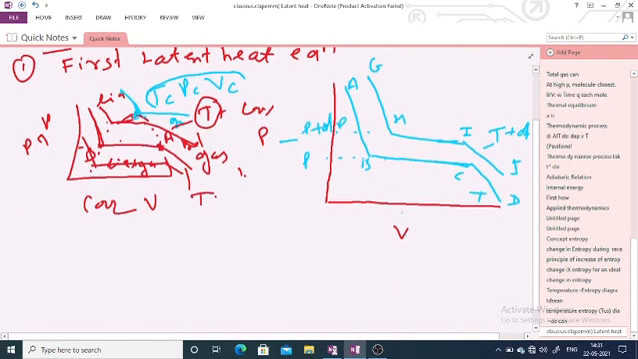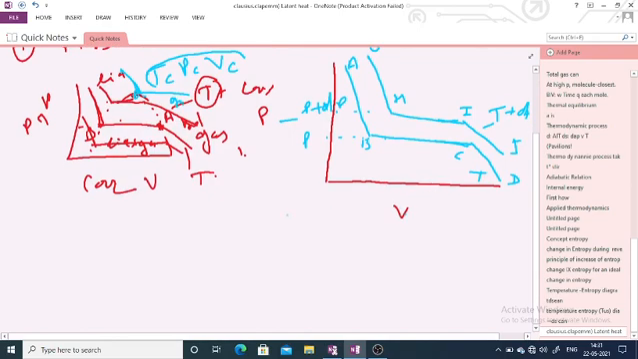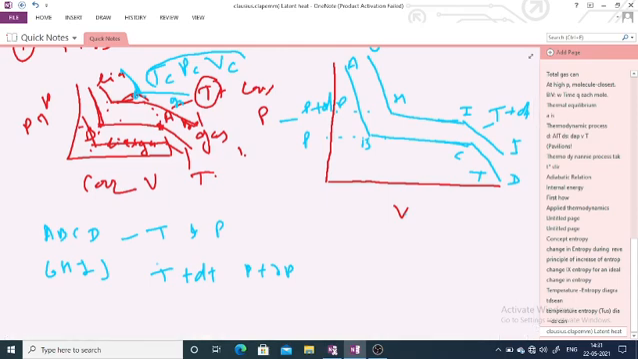Now you should remember here, there are two isothermal curves, A, B, C, D and G, H, I, J. These are the two isothermal curves. This one is for temperature T and constant pressure P. The other is for temperature T plus dT and constant pressure P plus dP. So temperature and pressure remain constant during the isothermal curve.